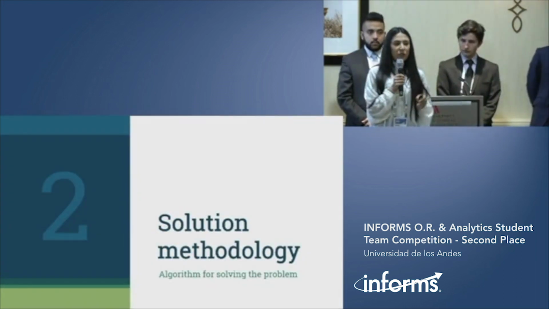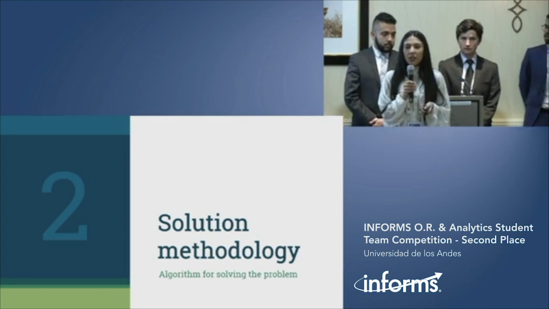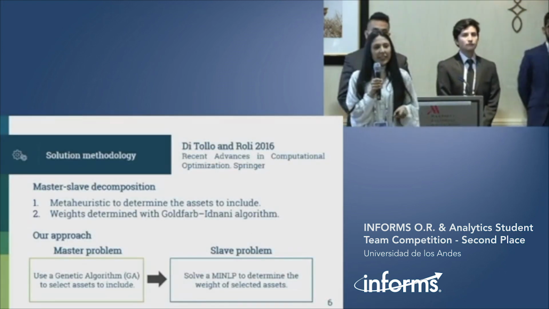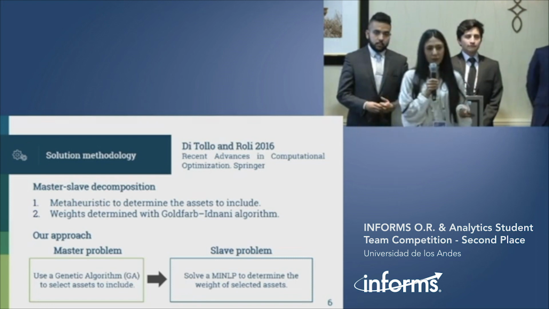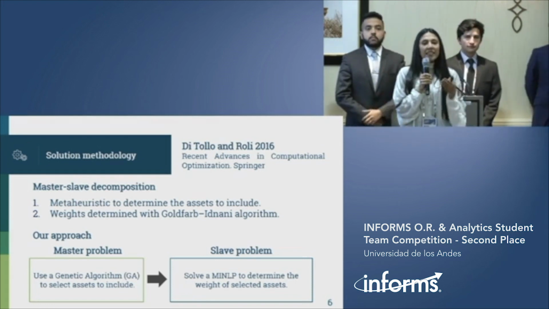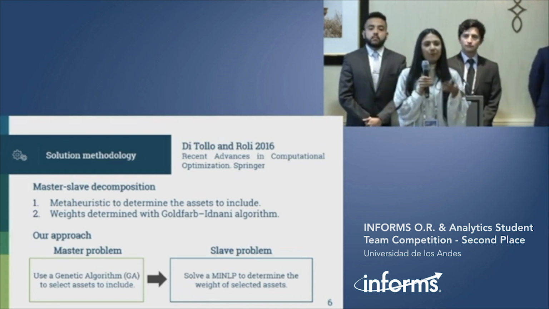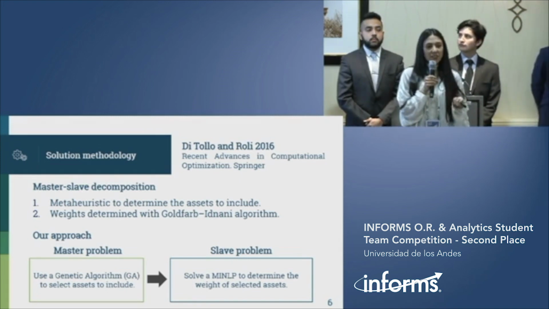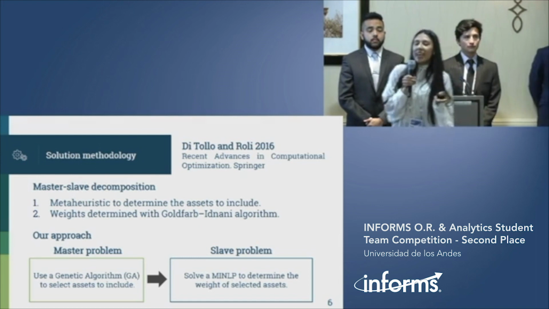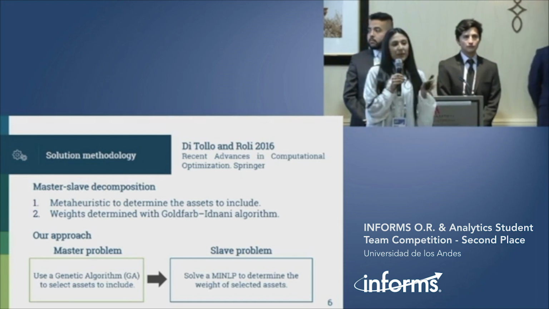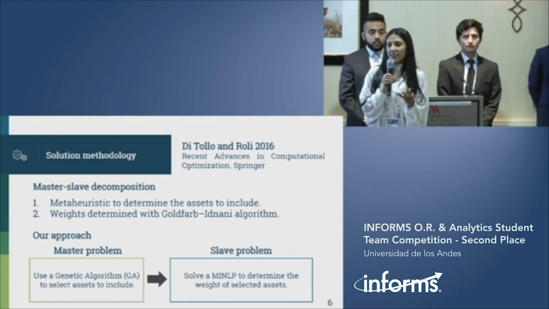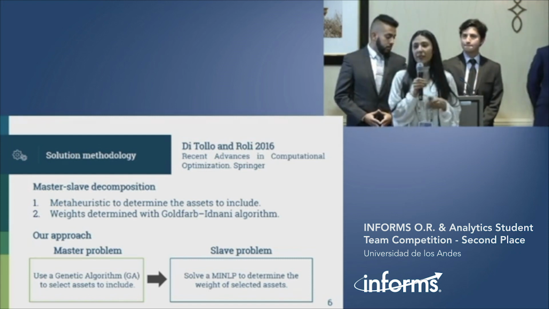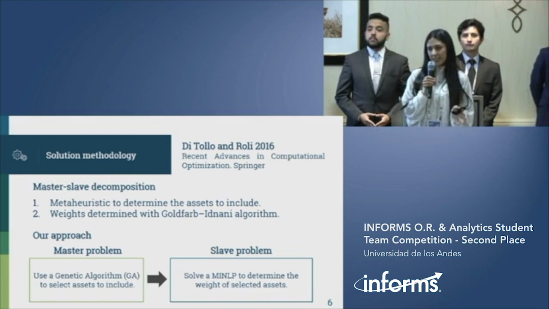Now I am going to present the methodology that we used. So we did an extensive literature review, and we based our work on an article written by Di Tollo and Roli in 2008. They had a portfolio selection problem, and they divided this problem in two parts using a master-slave approach. First, they had a master problem that consisted of a metaheuristic to determine the assets to include in the portfolio, and then they had a slave problem to determine the weights of these selected assets.